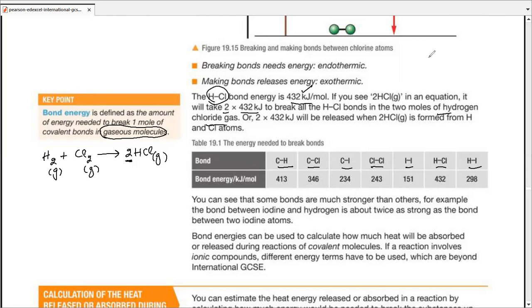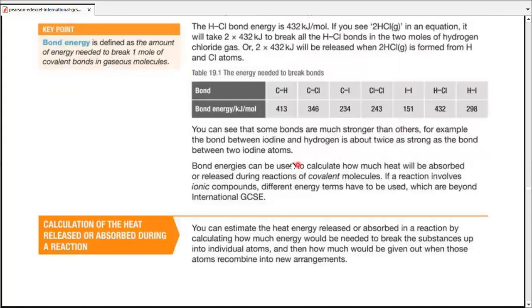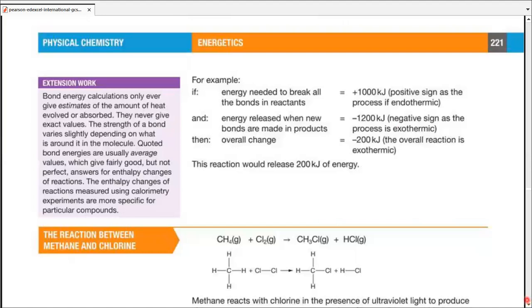All right, moving on. Bond energies can be used to calculate how much energy, heat energy, would be absorbed or released during reactions of covalent molecules. What happens for ionic compounds? It's beyond the requirements of IGCSE. So let's just discuss covalent compounds, and let's try and calculate from examples of a few covalent molecules whether the energy is released during their formation or absorbed.